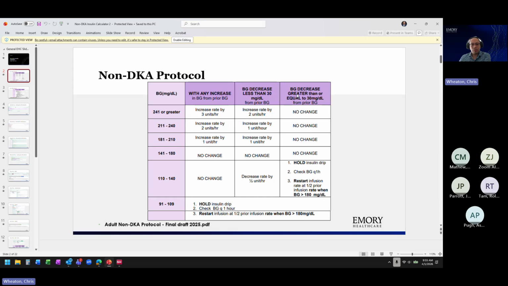So what I have on the screen, and this is also available in Policy Manager, is the table for the non-DKA protocol with all the updated recommendations and changes in titrations.